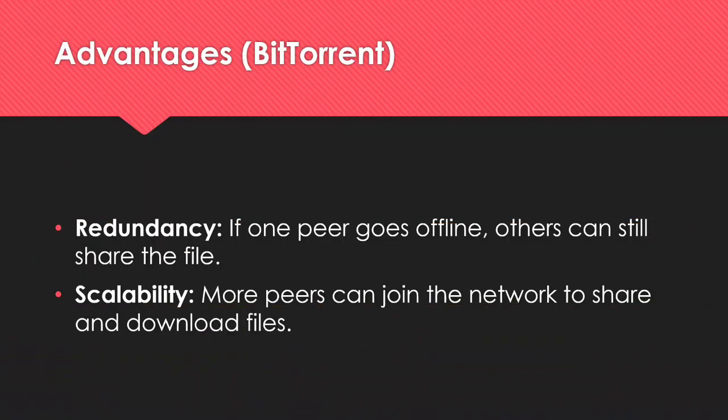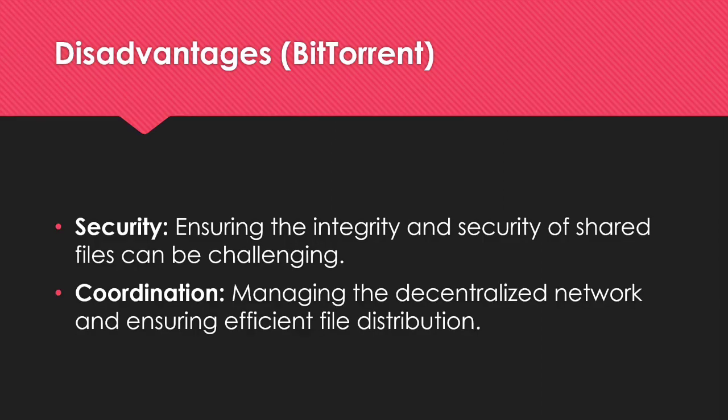Advantages of BitTorrent: redundancy. If one of the peers goes down, others can still share the file. Scalability. More peers can join the network to share and download files. Disadvantages of BitTorrent: security. Ensuring the integrity and security of shared files can be challenging. Coordination. Managing the decentralized network and ensuring efficient file distribution of old files can be very difficult.